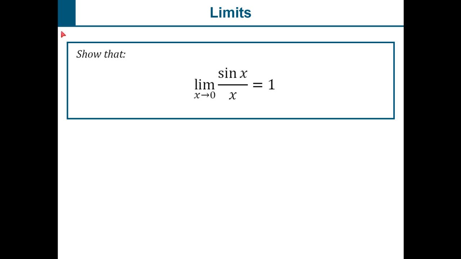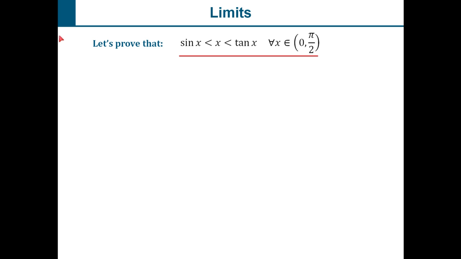Welcome! In this exercise, we have to show that the limit as x approaches 0 of sine x over x is equal to 1. Let's start by proving that when x is between 0 and pi over 2, then sine x is always less than x, which is always less than tangent of x.